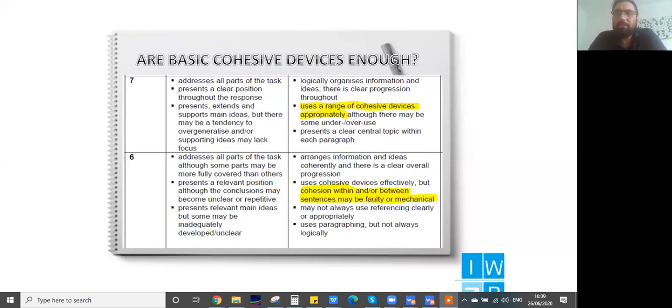Now, for a band 7 in coherence and cohesion, one of the requirements is that we have a range of cohesive devices. We need a range, and we need to make sure that we do not make any of the mistakes made in a band 6. So cohesion within sentences may be faulty, so there might be mistakes with linkers, or they might be mechanical.